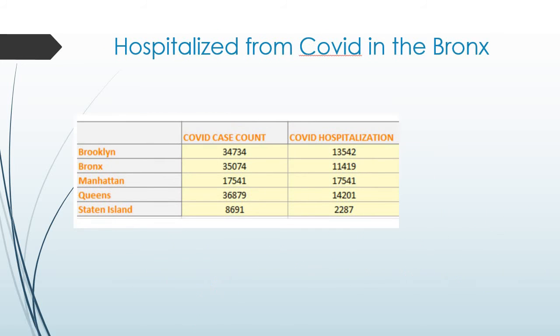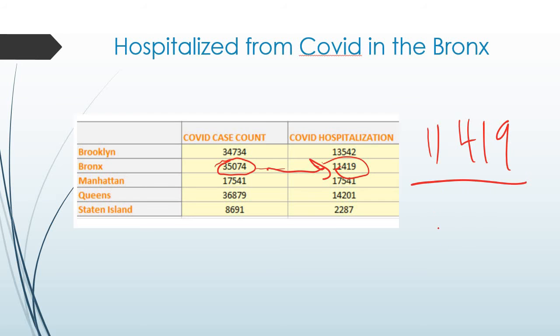Now let's look again back to the Bronx. If you got COVID in the past, from February to September 29th, what was the percentage that you ended up getting hospitalized? Here, what's nice is that information is right in front of us in this data set. We just take the 11 or 19 and divide it by the 3507.